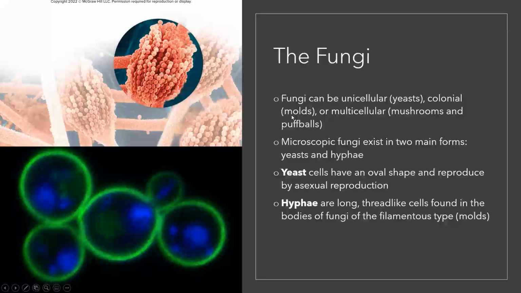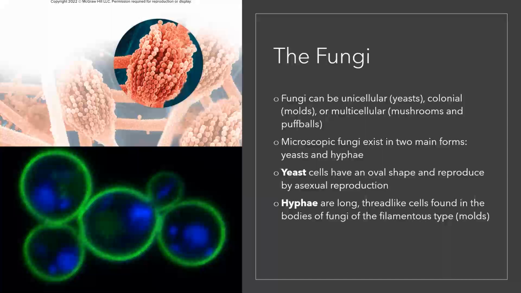Colonial would be molds, where they kind of work together, but they can survive on their own. And then there's multicellular fungi. This would be like the mushrooms or puffballs that you might find in your yard. Microscopic fungi exist in two main forms. They can be yeast or hyphae.